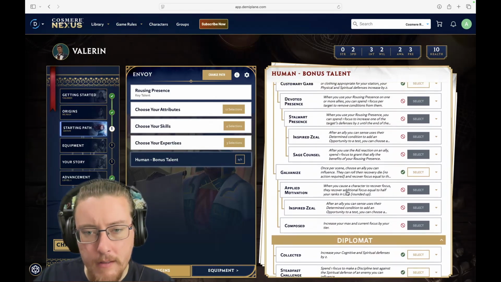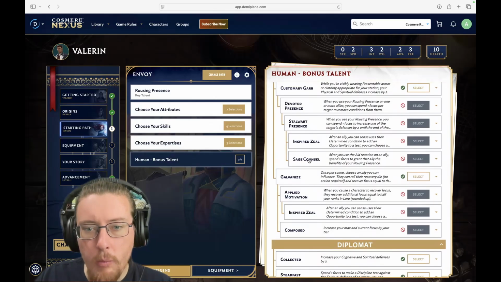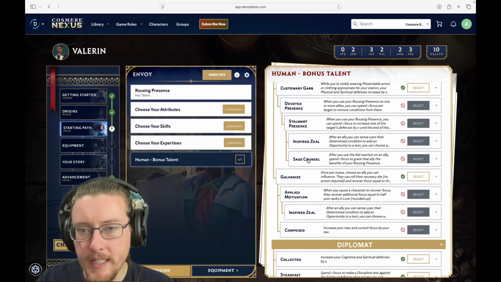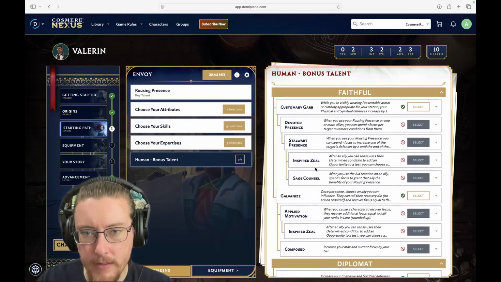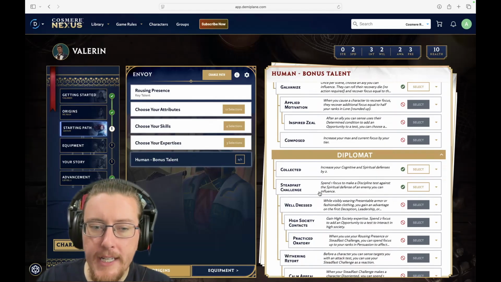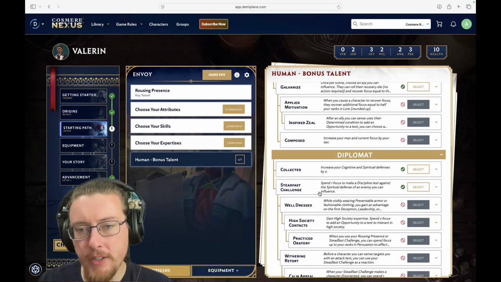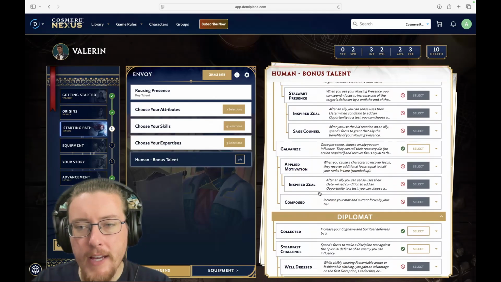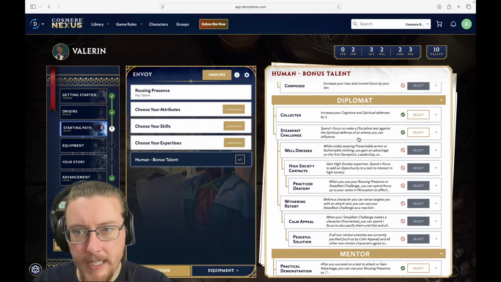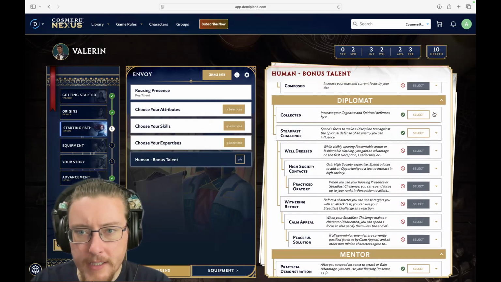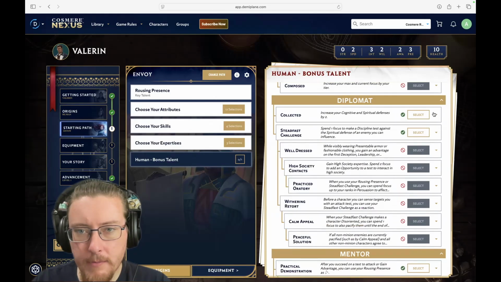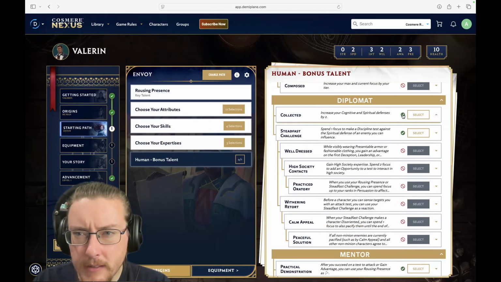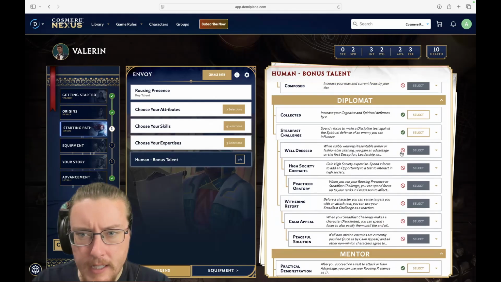That could be really, really useful in changing the situation. Now, because of the way that the tables work, we could instead choose Galvanize to start out, and we could still get Inspired Zeal, but then we couldn't get Sage Counsel unless we went from Customary Garb first. And I think the way that these are laid out in the handbook shows the cross connection between these. Now, that's for the faithful. I said that I wanted to be a diplomat. So then Collected straight up increases your cognitive and spiritual defenses by two. What does the green check mean? I think that means we can take it. Yes, we can take it. The red means that we can't take it yet.